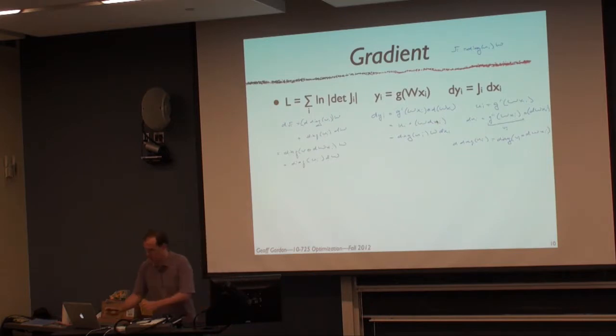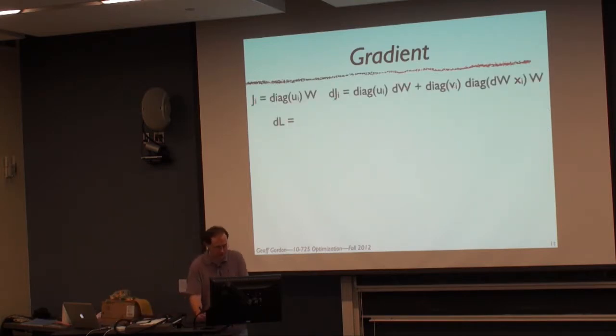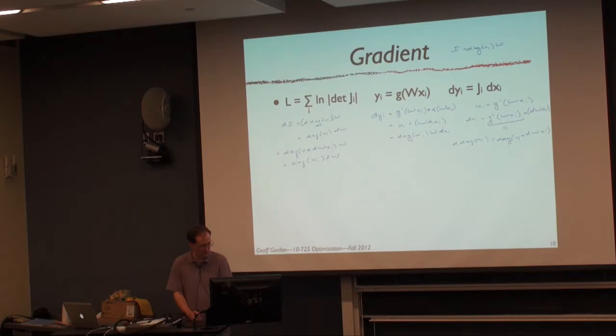All right. So this stuff here is all just copied from the previous slide. Our Jacobian is diag of u_i times W, and the differential of the Jacobian is diag of u_i dW plus diag v_i diag dW x_i times W. Just make sure that that is, in fact, what we wrote on the previous slide. Oh, it should have been, yeah. Here we go. So I wrote it in the opposite order here, but it is in fact the same thing.